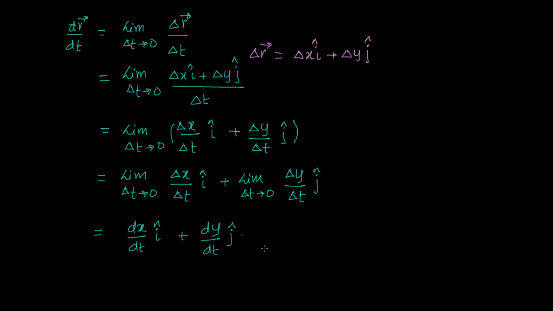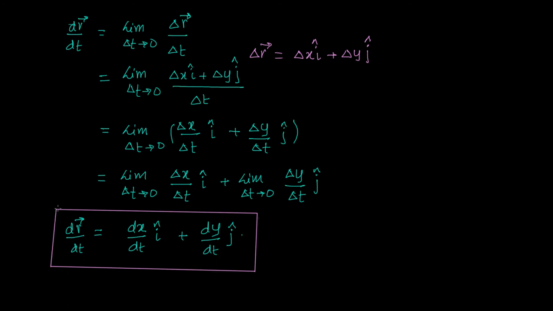You understand? So this instantaneous velocity, dr upon dt, is nothing but two vector components comprised of dx, the change in x coordinate when the time tends to 0, whatever is the change in the x coordinate upon that time interval. And whenever delta t tends to 0, the change in the y coordinate upon the time interval. And hence this is the expression for instantaneous velocity.